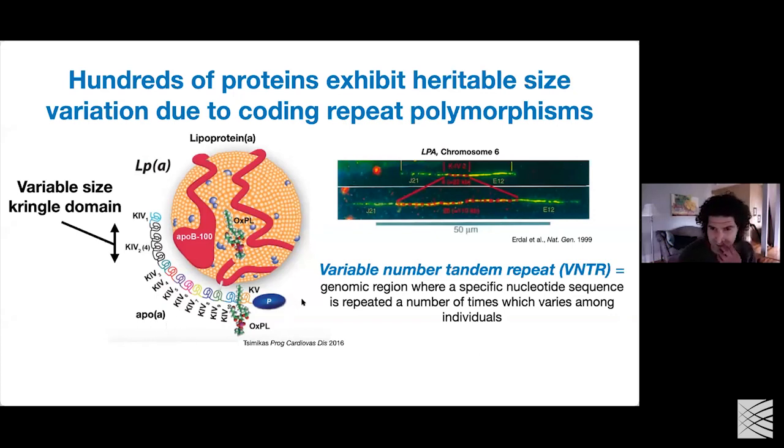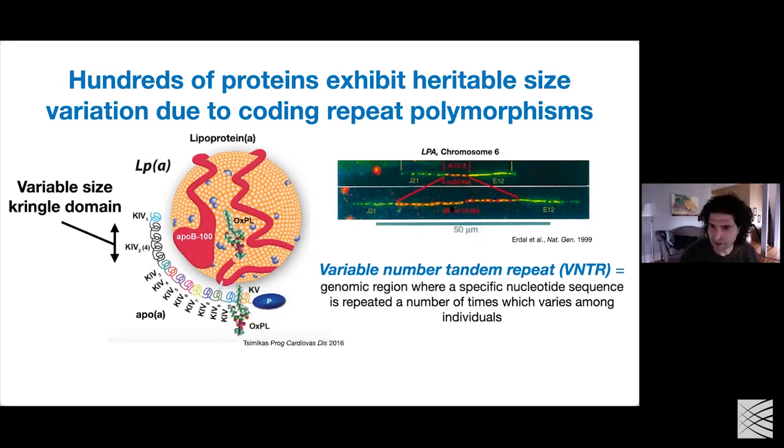So a VNTR is a genomic region where a nucleotide sequence is repeated a number of times, which varies commonly and widely among individuals. In this FISH microscopy image of LPA alleles, you can see two LPA alleles, one with 4 copies of the KIV2 domain and another with 20 copies of the KIV2 domain. Can you guys see when I use my pointer? Yeah, okay, great, good.